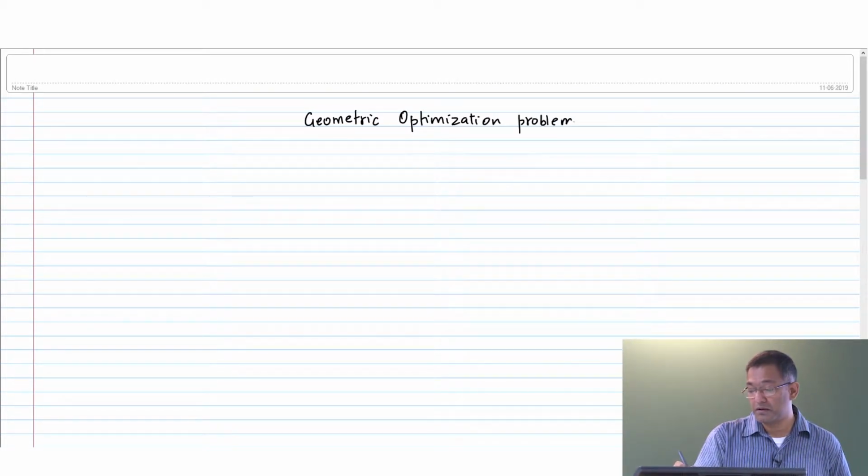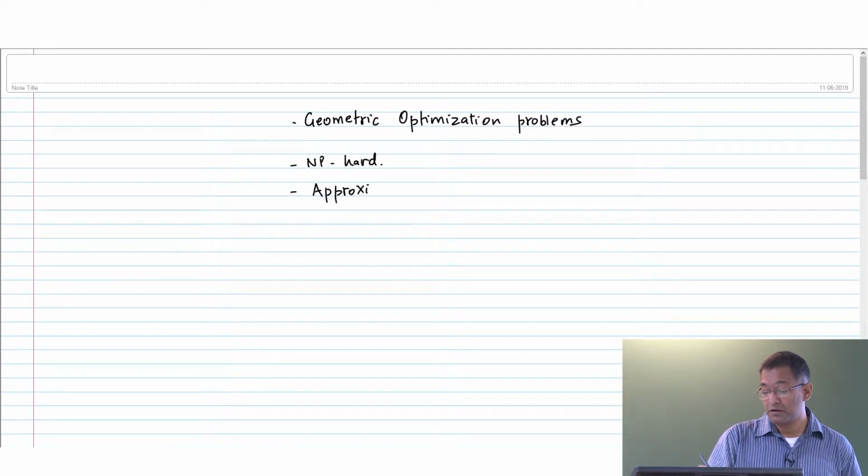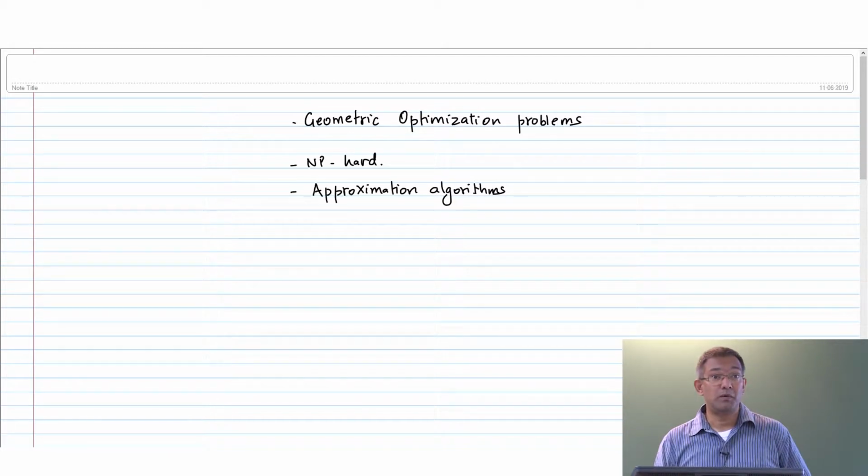Plan for these lectures. The goal is going to be to look at geometric optimization problems. These problems are typically NP hard, and so what we are going to look for is good approximation algorithms for these problems.